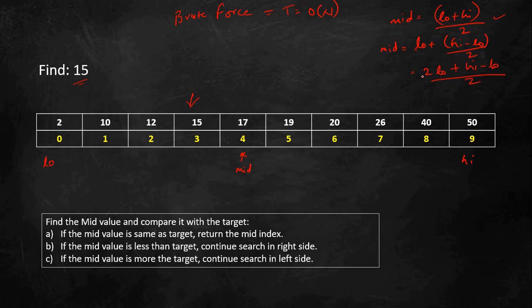So it evaluates to the same thing. By doing this, we are not adding low to high directly, we are instead subtracting low from high, so high minus low. This will make sure that my int value doesn't go beyond the integer range, and then we are dividing it by 2 and then adding it to low.